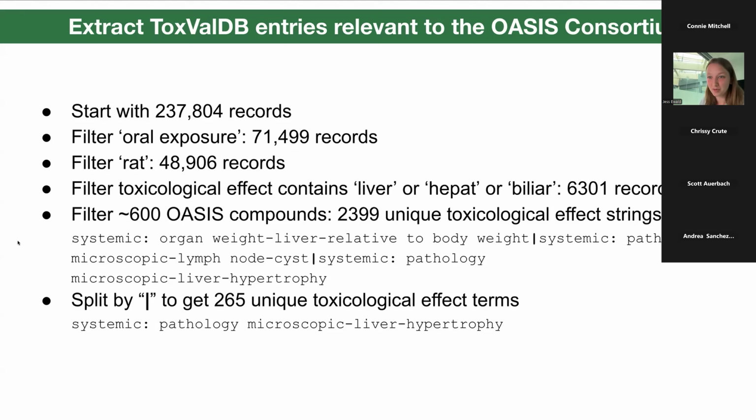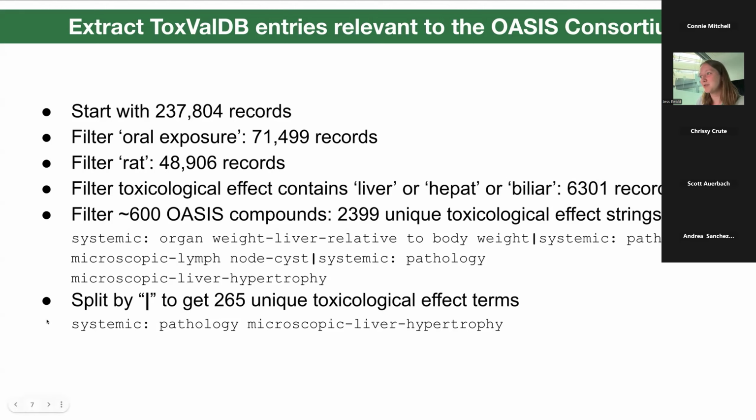I filtered to our compounds that we ordered through OASIS, and this gave us almost 2,400 unique toxicological effect strings. You can see though that they're separated by this consistent little character here. So if I split by this and then get to unique, I now have 265 unique effect terms.